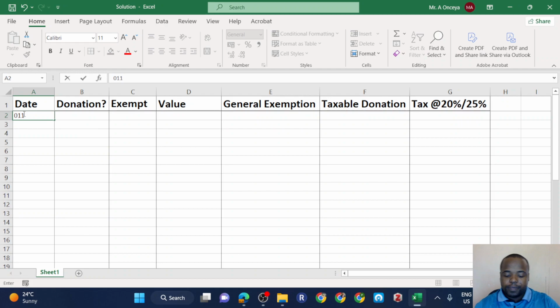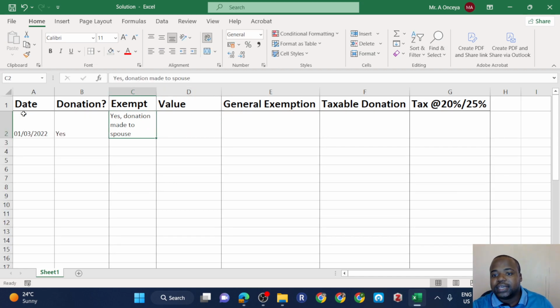So it's 1 March 2022. Right, and is there a donation? Yes, there is, because Max Myers has gratuitously disposed the lifetime use of the family residence to his wife, right? So the lifetime use thereof is property, so usufruct, right? Is it exempt? Yes, it is exempt. Why? Because this is a donation made to a spouse, right?